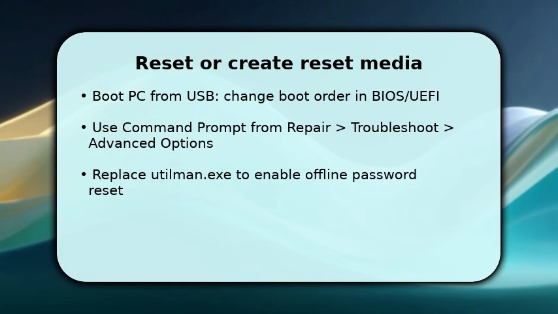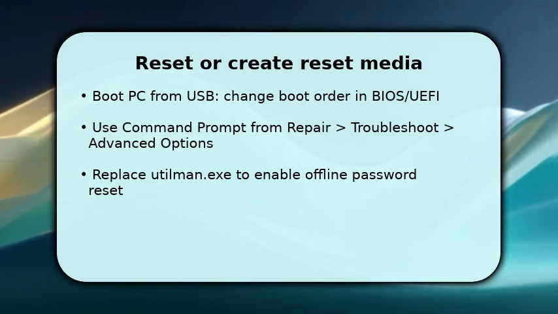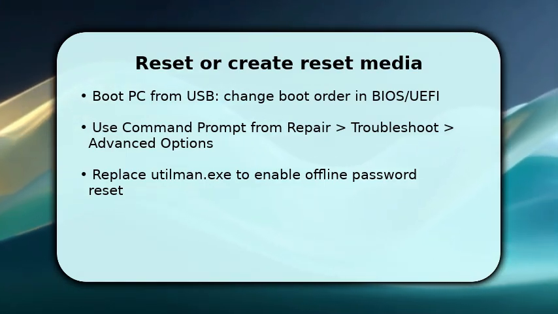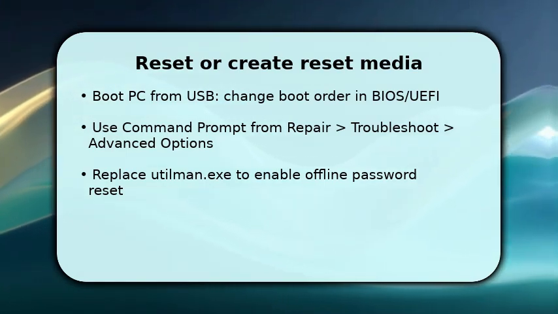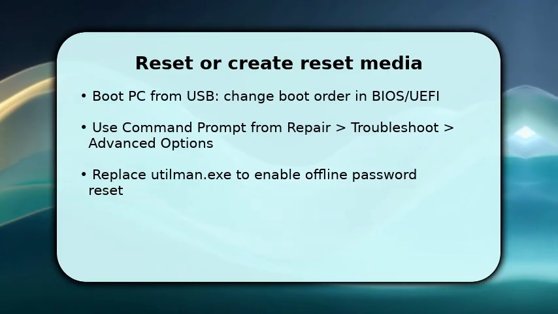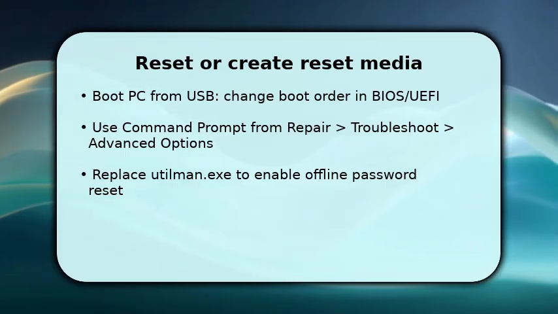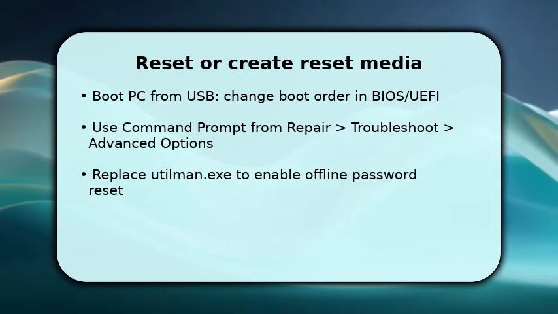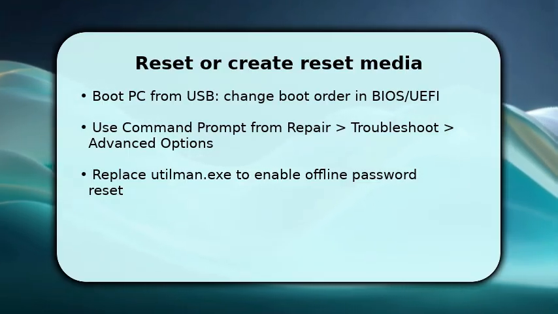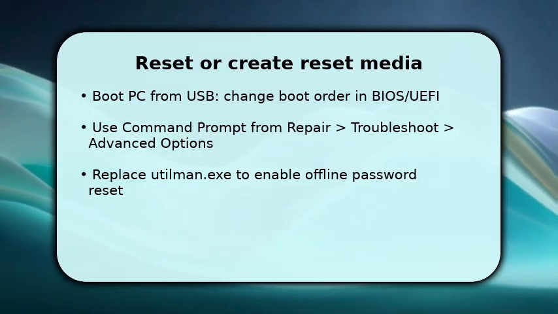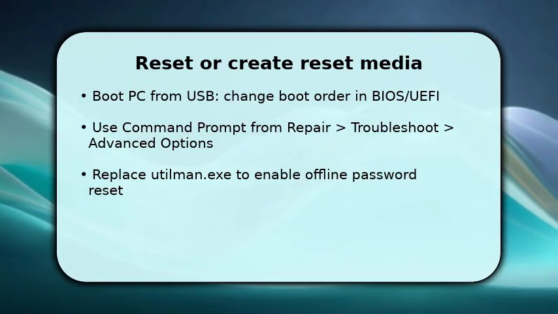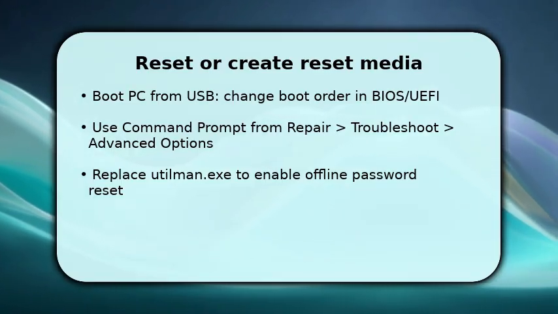Boot the PC from the recovery USB and choose Repair Your Computer, then Troubleshoot and Advanced Options. From there, open Command Prompt. To enable an offline reset, you'll temporarily rename Utilman.exe and copy cmd.exe to that name so you can launch a system command prompt at the login screen. This step gives you access without logging in.